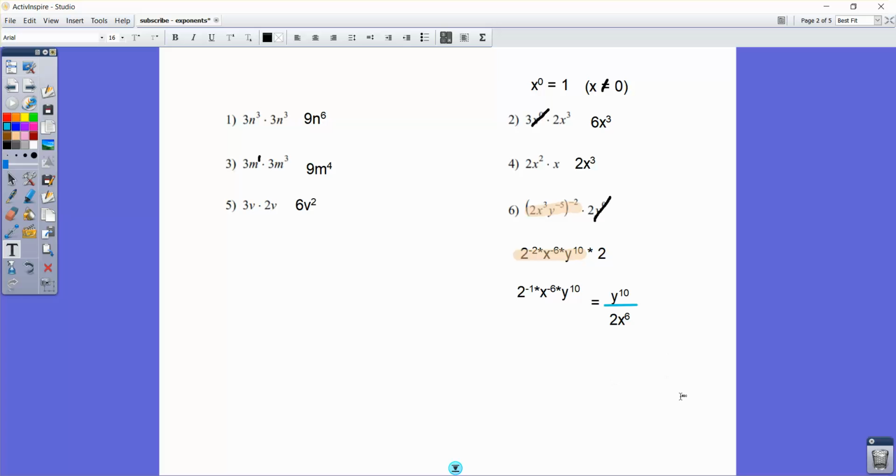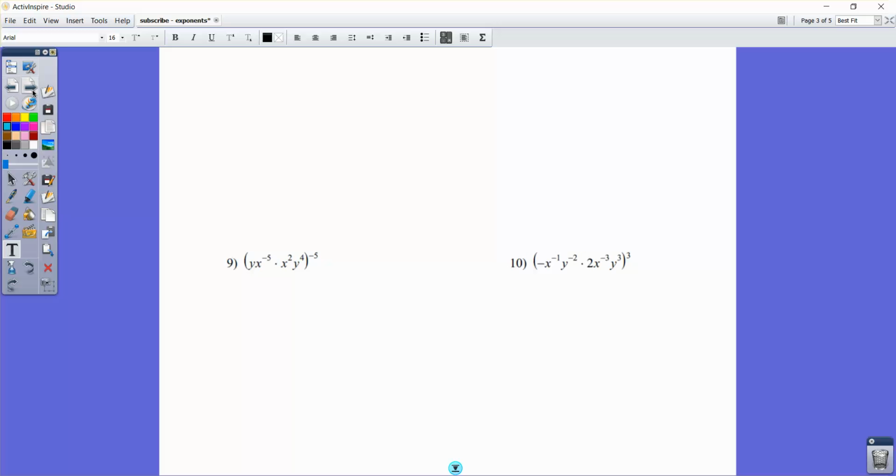And by the way, when you're simplifying exponential expressions, they are fully simplified when all exponents are positive and no bases are repeated. So in this case, y, 2, and x are our bases, and there are no negative exponents to go with them. Okay, so there's our first 6 examples. We've got some more trickier problems to come up, and let's take a look at these.